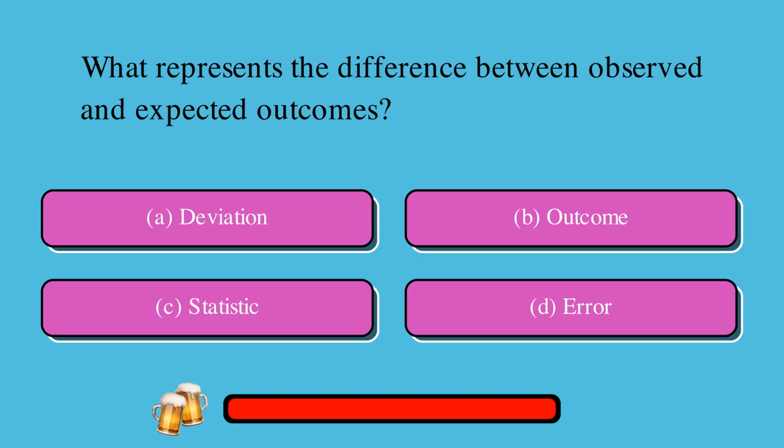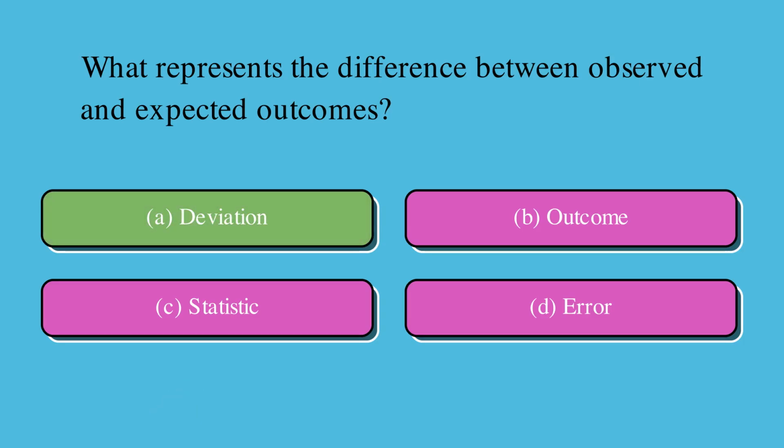What represents the difference between observed and expected outcomes? A. Deviation, or B. Outcome, or C. Statistic, or D. Error? The correct answer is A. Deviation.